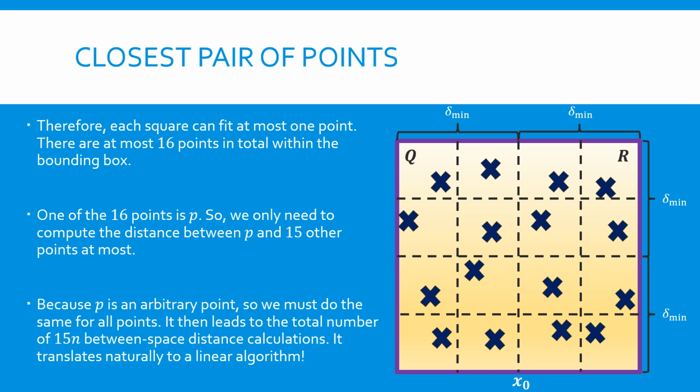Given this fact, we can easily see that the search space can contain at most 16 points. Among those points, one is P, and the other 15 points can potentially form a between space distance shorter than delta min with P. Since P is an arbitrary point, we can extend this observation to all points. This means that for each point, we only need to compute a constant number of between space distances. Therefore, we should be able to compute the between space distance for the entire space in linear time.